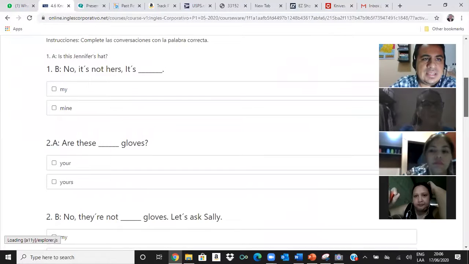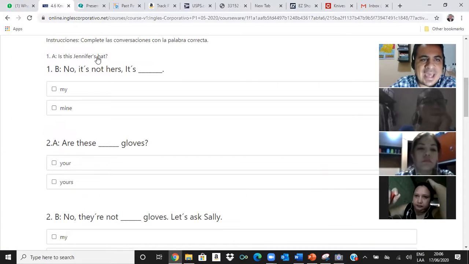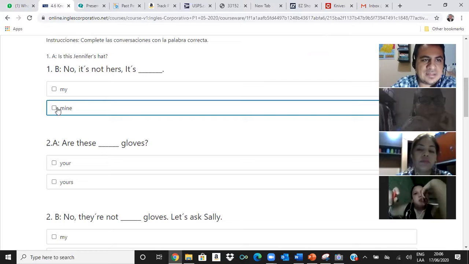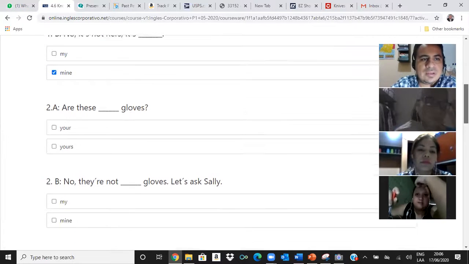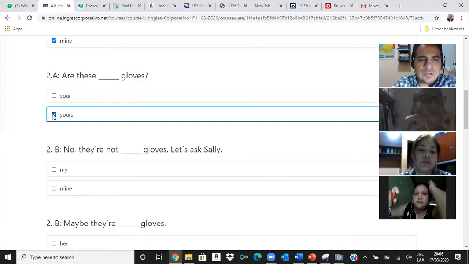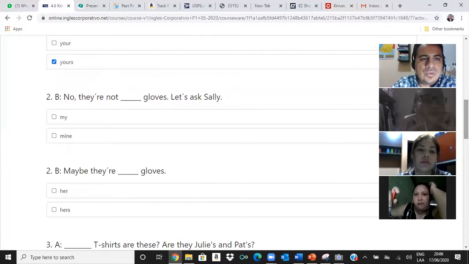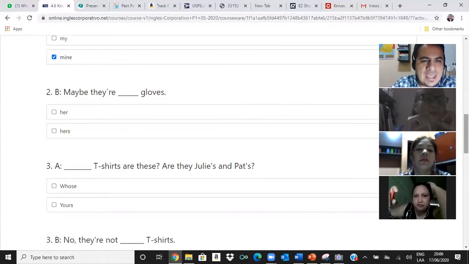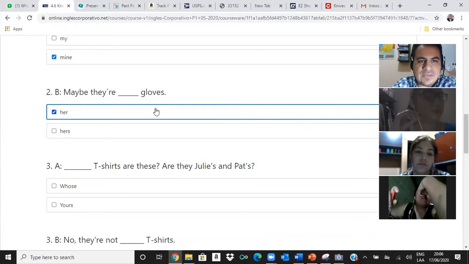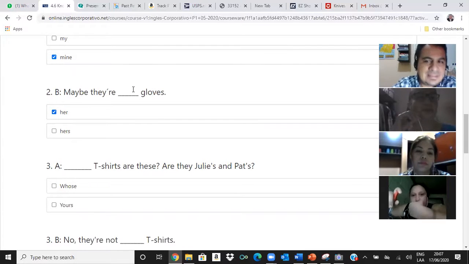Okay, for example, it's a conversation. Is this Jennifer's hat? No, it's not hers. It's mine. And so you say it's mine. Are these your gloves? No, they are not my gloves. Let's ask Sally. Maybe they are her gloves. Okay. Aquí estamos usando el possessive adjective. El possessive adjective va antes de la cosa.